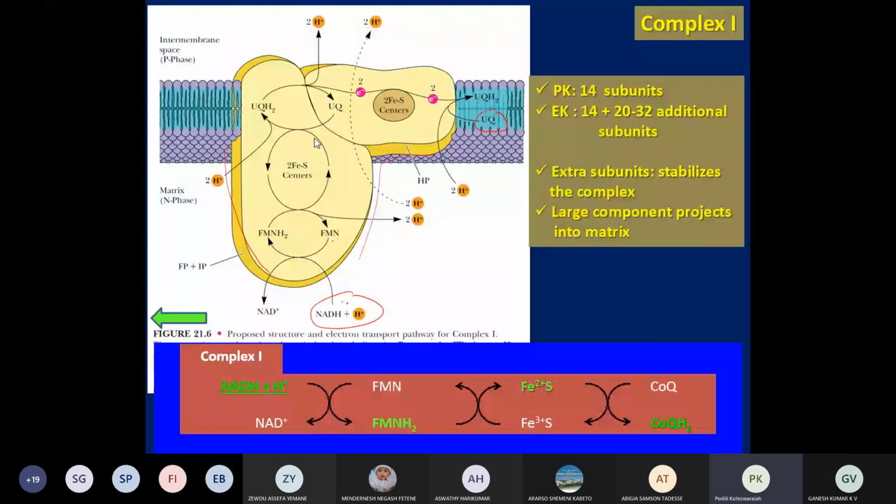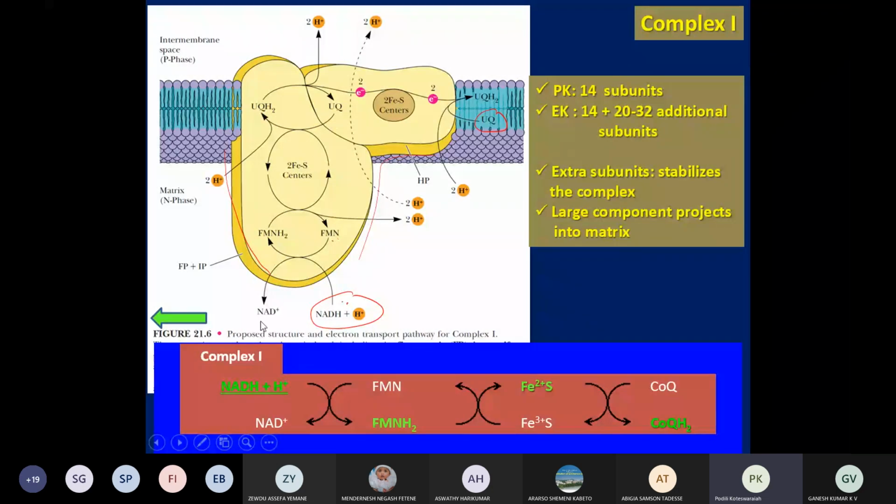First, the NADH donates 2 electrons in the form of a hydride ion to complex 1, and these 2 electrons are passed to the FMN, and the FMN is reduced to FMNH2. This FMNH2 is further oxidized back to FMN, releasing the electrons to the iron sulfur clusters, and these iron sulfur clusters further transfer the electrons, 1 electron at a time, to the ubiquinone. Upon accepting the 2 electrons from the iron sulfur clusters, ubiquinone becomes ubiquinol.